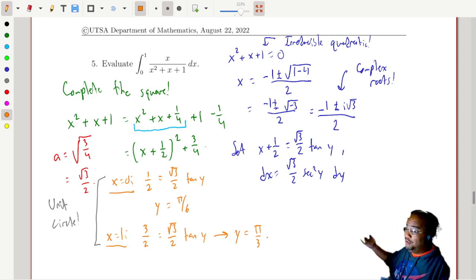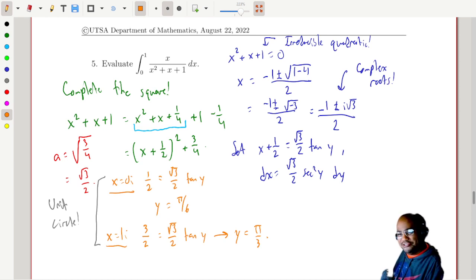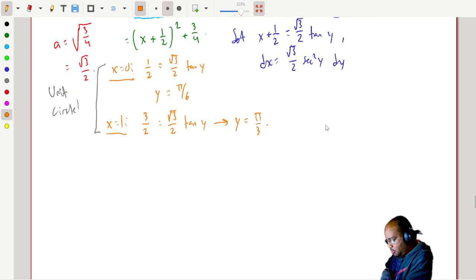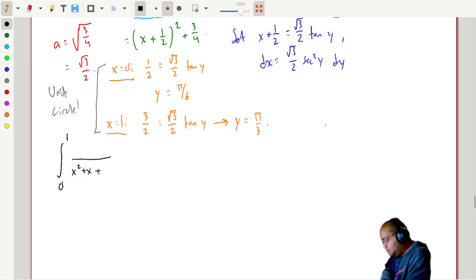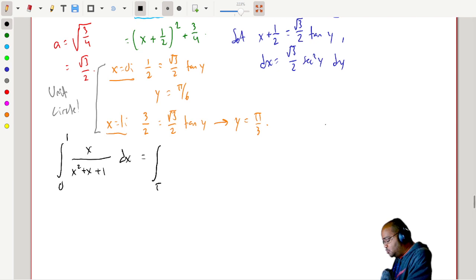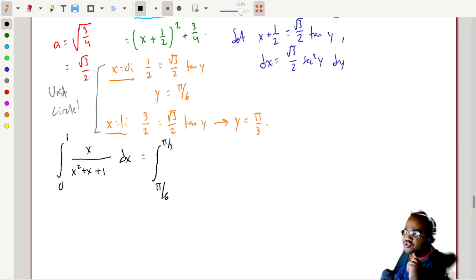So now we just got a crazy integral to deal with here. Let's go ahead and write everything down. So our integral has transformed. Let's write down the original one again: 0 to 1, x squared plus x plus 1 in the denominator and an x on top. The new integral is from pi over 6 to pi over 3. But what do we do with that lone x on top?